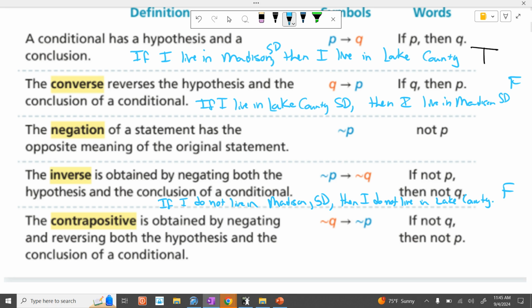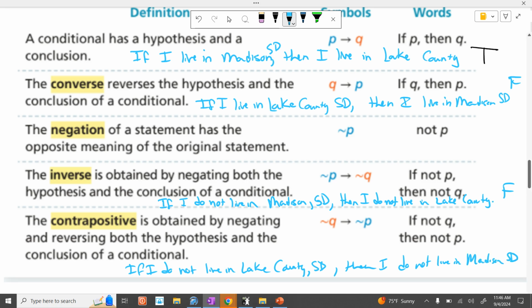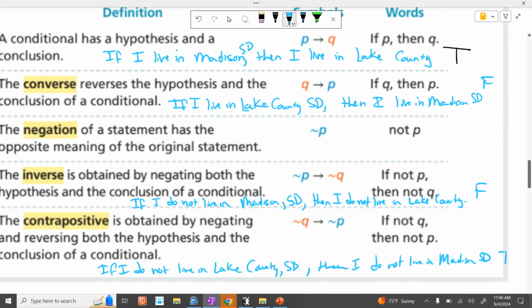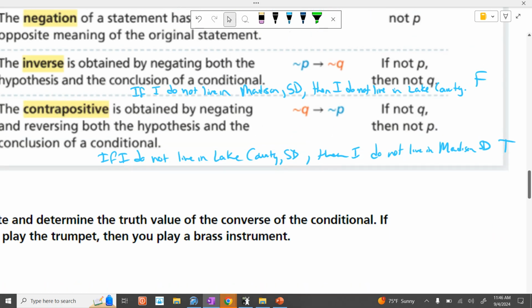So that's a false statement. Contrapositive is basically the negation of the converse. So you take the converse and put nots in it. So if I do not live in Lake County, South Dakota, then I do not live in Madison, South Dakota. True or false? That's a true statement. Because if you don't live in Lake County, you cannot live in Madison, because Madison is within Lake County.